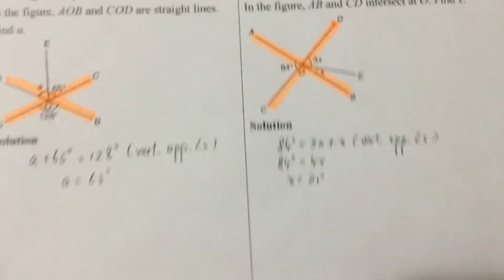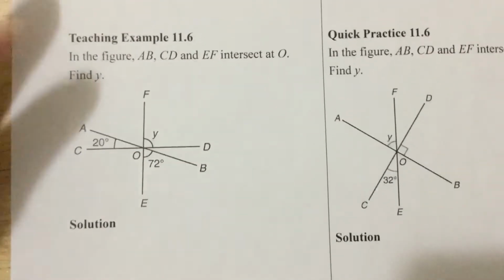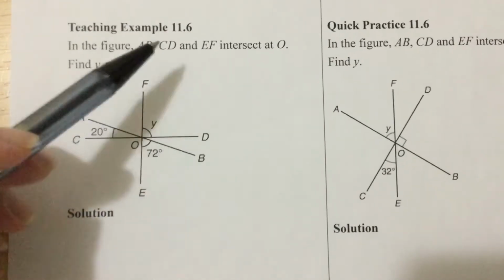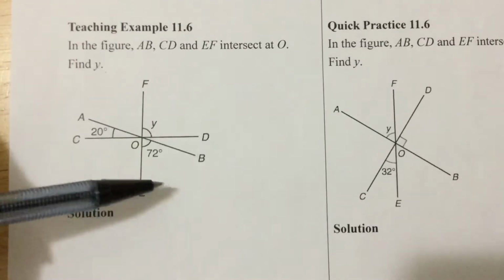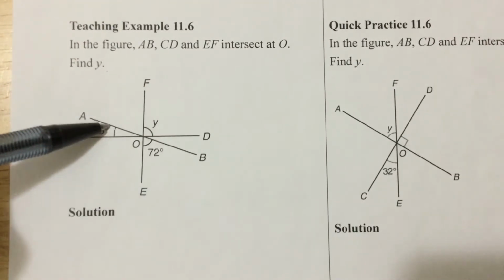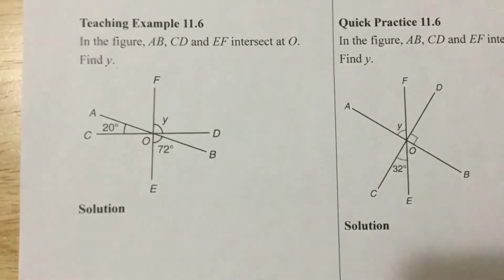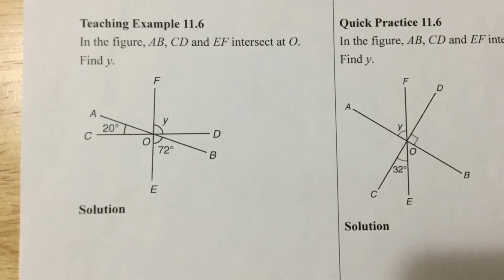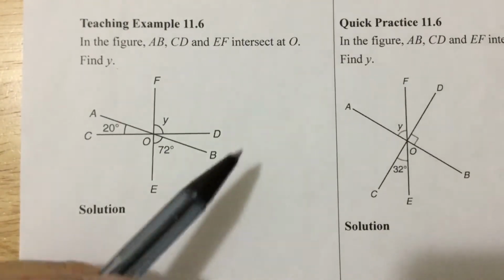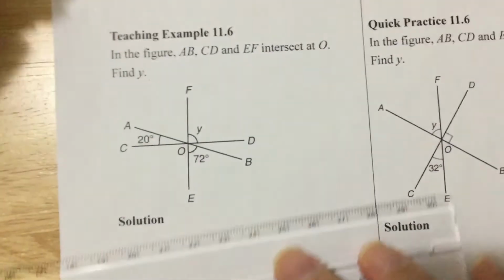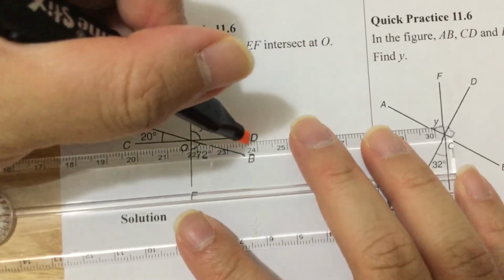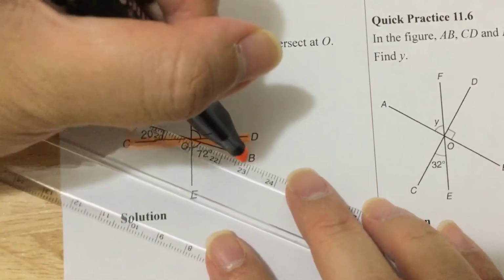Now let's look at teaching example 11.6. In this figure, AB, CD, EF intersect at O. You have this triangle and we need to find y, and we know this is 20 degrees. Obviously, we know that all of them are straight lines. So let's draw any two of them, it's okay. Now let's draw these two, AOB and COD.